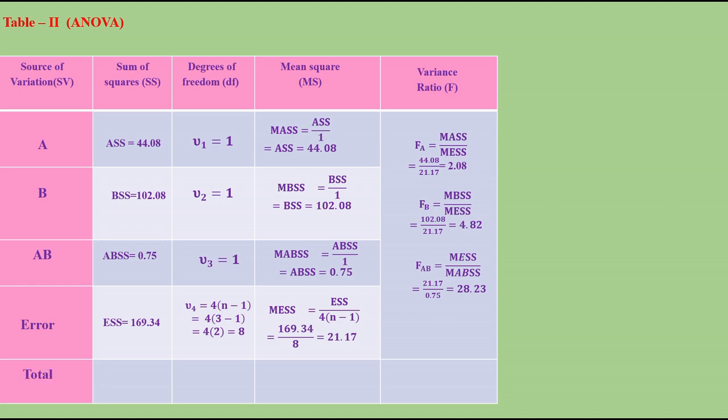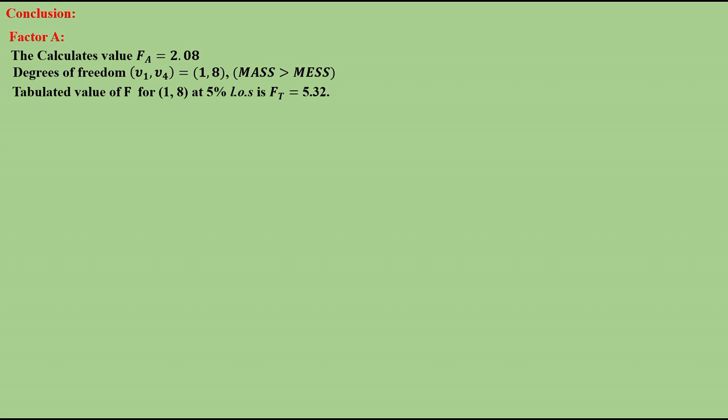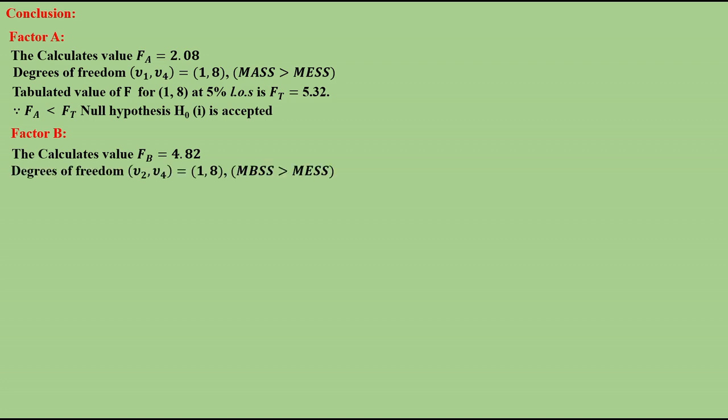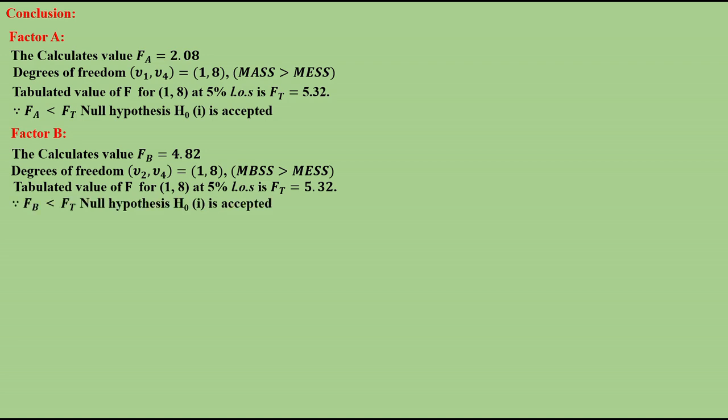Then the conclusion. For factor A, calculated value earlier is 2.08. The tabulated value for degrees of freedom 1, 8 is FT 5.32. So FA is less than FT, therefore the null hypothesis H0 is accepted, since calculated is less than tabulated. Next factor B: calculated value 4.82, tabulated is 5.32. The calculated value of B is less than the tabulated value, therefore here also the null hypothesis H0 is accepted.